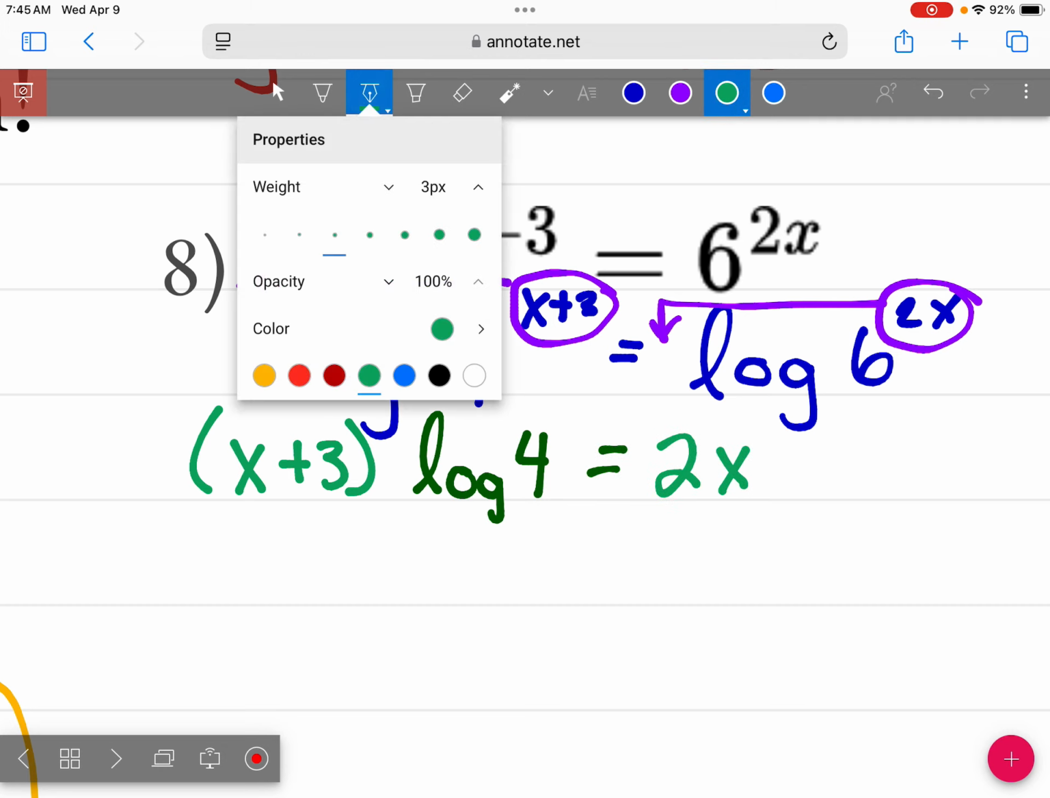Because again, this is now just a number, no variable in it. So we can divide both sides by this super gross number. So we're going to get that our x equals our 3 log 4 over 2 log 6 minus log 4. And we're going to type that in our calculator very, very carefully to try and find our decimal approximation.